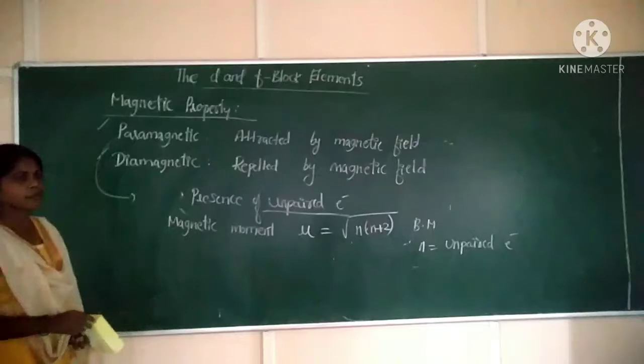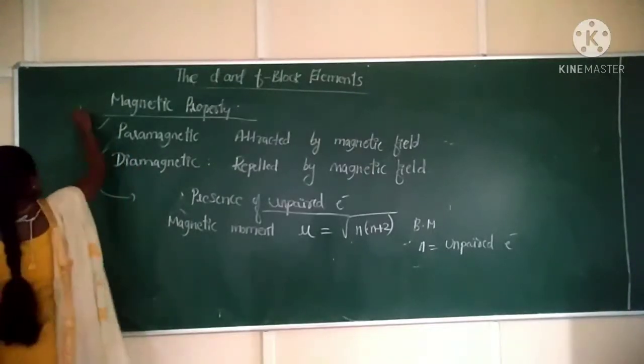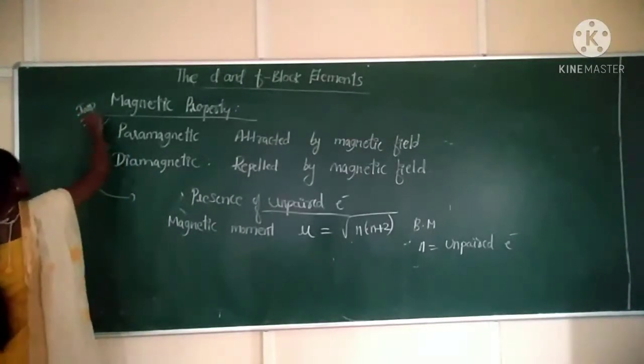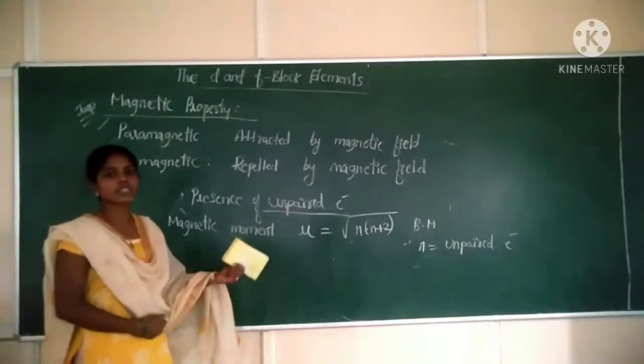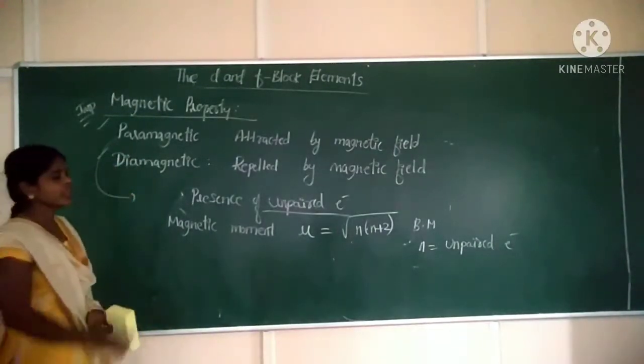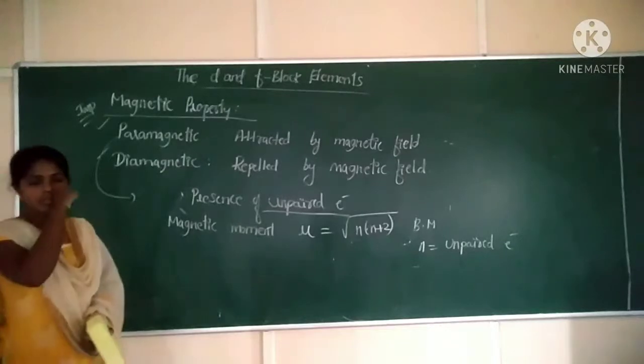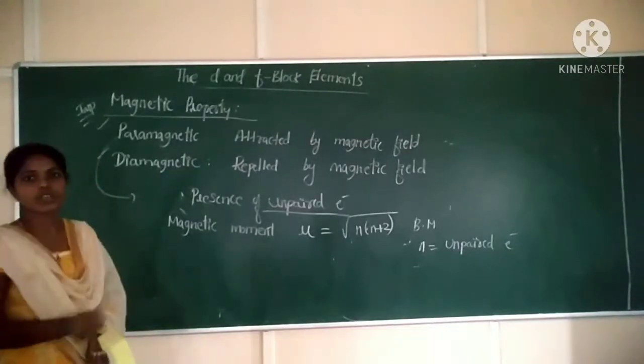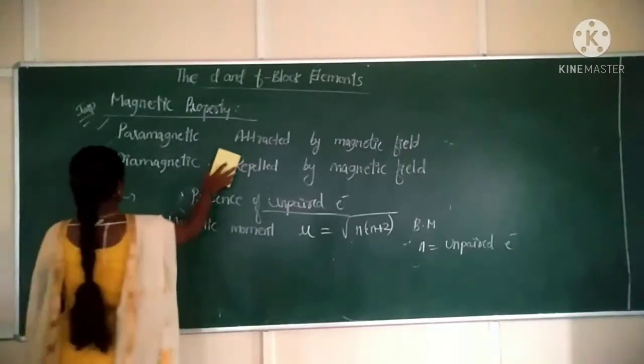Let us see some examples. This magnetic property is important for the examination. You may expect a question asking you to calculate the magnetic moment of so and so ions. Now let us discuss some examples.